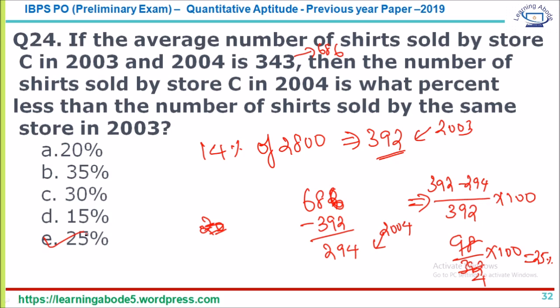So the question is with respect to 2003, how much is 2004 less? The 2003 number, we know, is 14% of 2800, which is 392, and the average for 2003 and 2004 is 343, which means the total is 686. So 686 minus 392, that's 294, gives you the 2004 number. So we get the difference and calculate the change in percentage. That's answer option E, 25%.